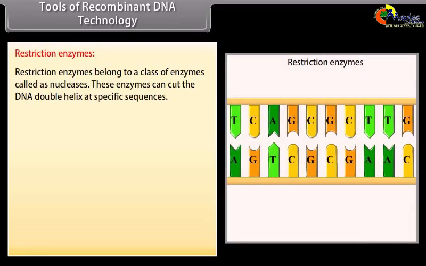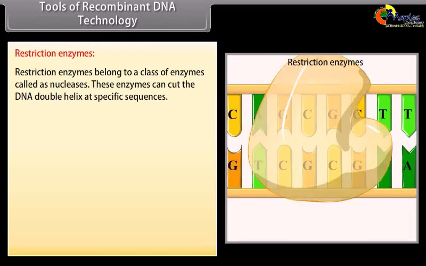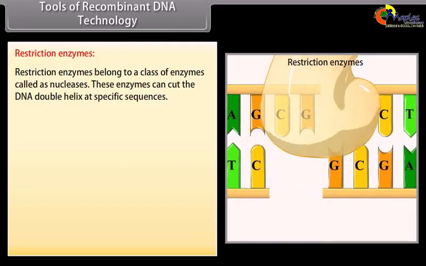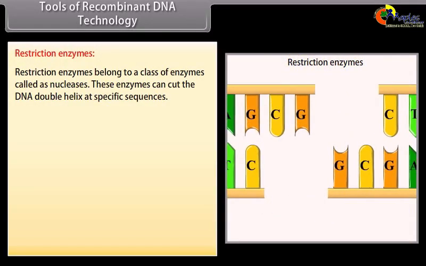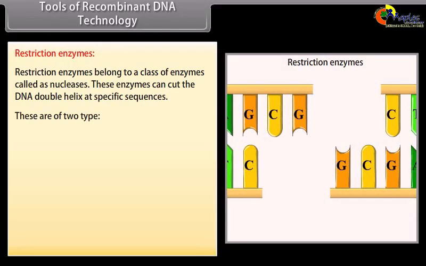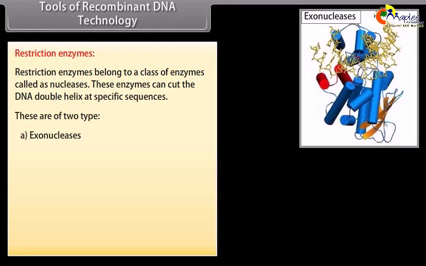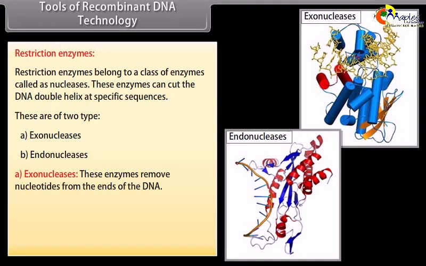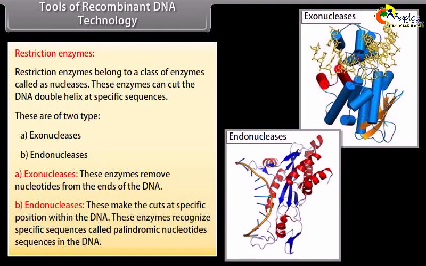Restriction enzymes belong to a class of enzymes called as nucleases. These enzymes can cut the DNA double helix at specific sequences. These are of two types: exonucleases and endonucleases. Exonucleases. These enzymes remove nucleotides from the ends of the DNA. Endonucleases. These make the cuts at specific position with the DNA.